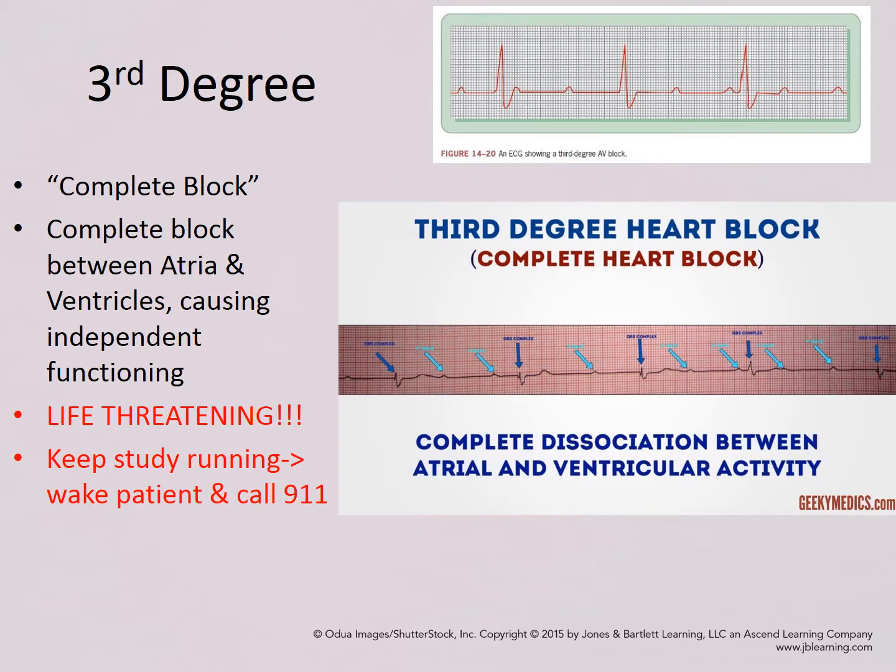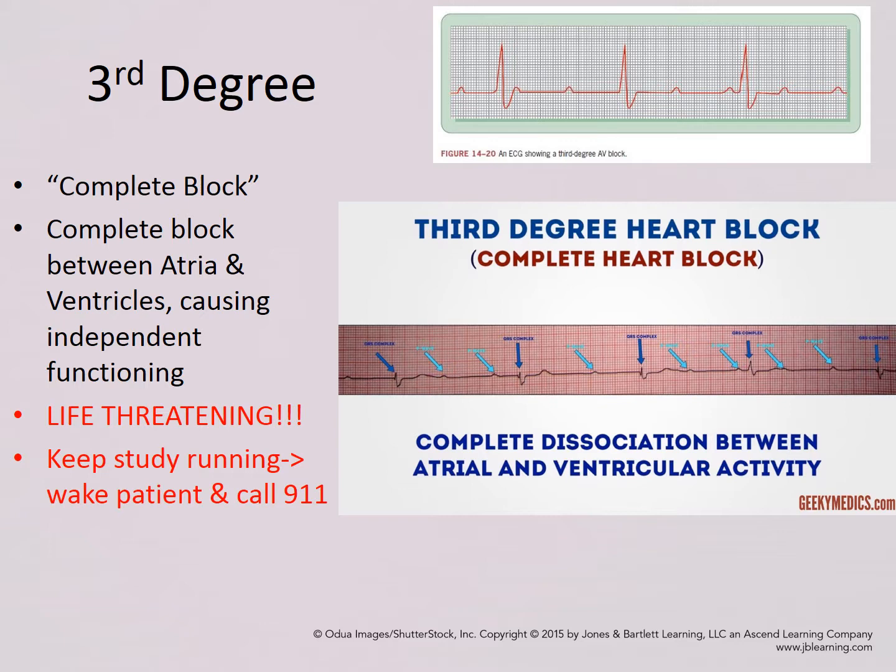Third degree AV block. This is also known as complete heart block. Complete block between the atria and ventricles, causing complete independent functioning of the two. So they are not correlating, so the blood is not flowing from the atria into the ventricle and then from the ventricle into the next vessel because they're not coordinated. They're both contracting at different times. This is life-threatening.